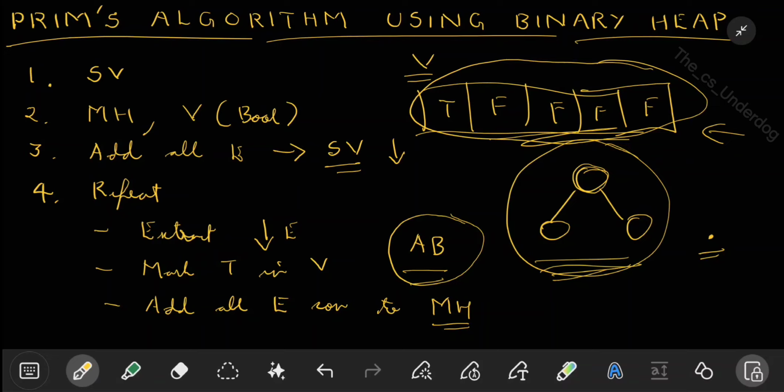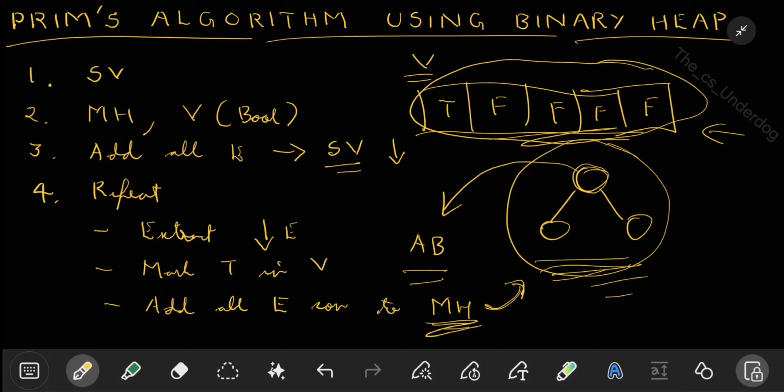Then you can ask me a question. The question is, why are you making this check whenever you take an edge out of the min heap? If I'm adding it to the min heap only when one vertex is part of the MST and the other is not, then why am I making this check when I'm taking it back from the min heap? The reason is you're simply adding all of these to the min heap. And in the next few steps, it is possible that the other vertex of any of the added edges may also become part of the MST in some other step.